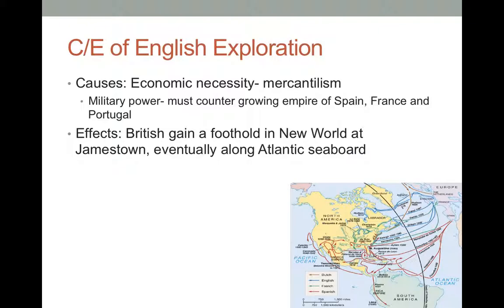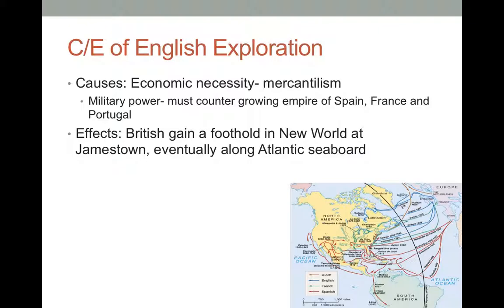Europe is a very tiny area. There's not a lot of expansion. So Spain, France, Portugal, England, all of these places need new resources. They need land to expand to in order to gain their power. So basically, all of these different places launch out.